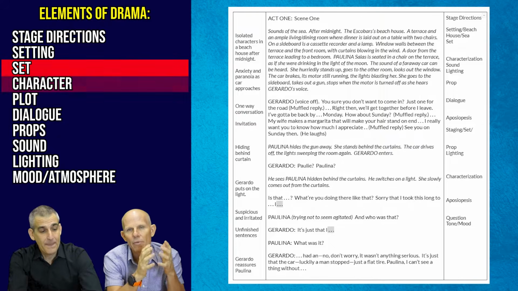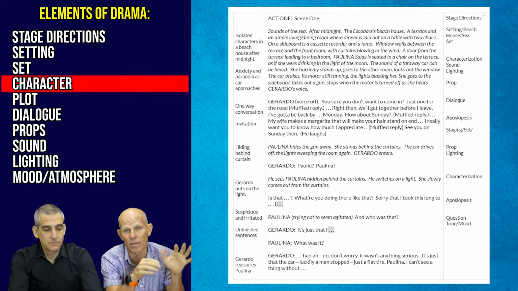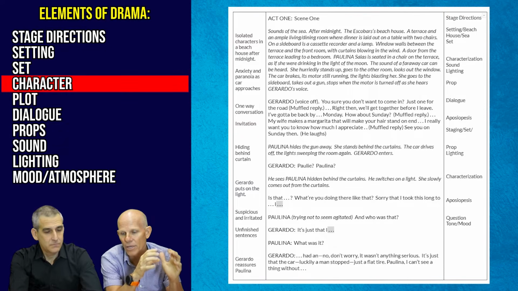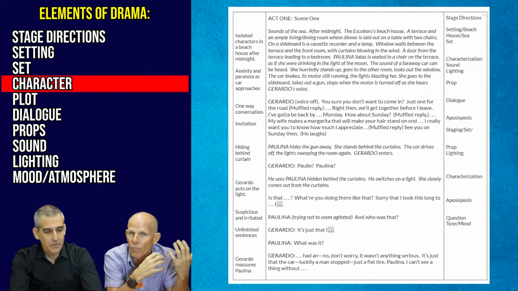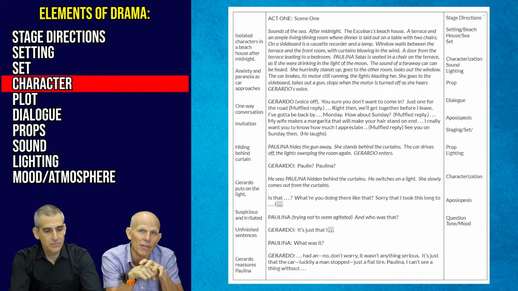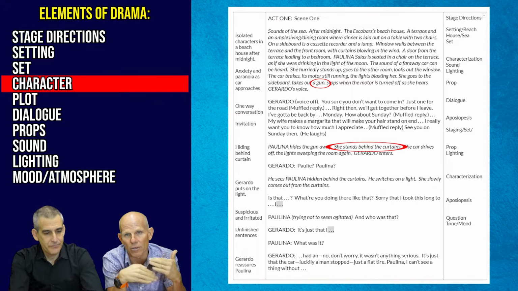Yeah, that's right. Then we have characters. There's two characters in this particular scene that we've chosen. Paulina is the first character that we see, and she's described in the stage directions before she even speaks. It's interesting because we see that she's anxious. And at the beginning, she's drinking in the light of the moon. And when you're drinking in the light of the moon, that's characterization. We see that she's pensive and reflective, but she's also quite anxious because she's grabbing the gun and hiding behind the curtains. So this is all part of her characterization.